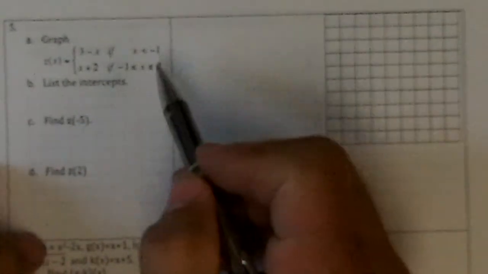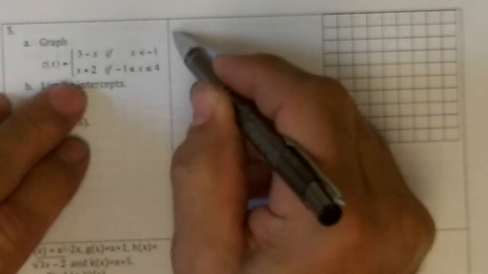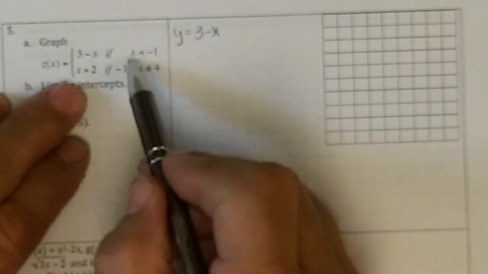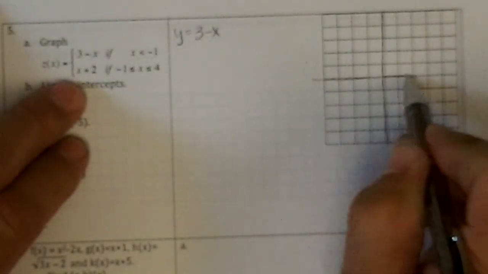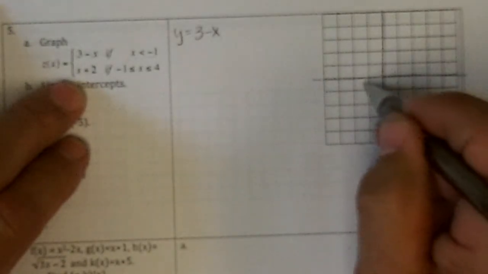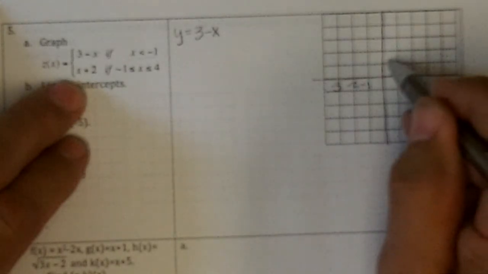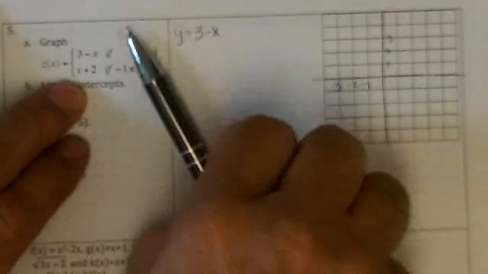Alright, page 2 of the sample test. So we have a piecewise defined function, and we're supposed to graph it. So this looks like y equals 3 minus x, but only for x less than -1. So if I draw my axes on here, and I put some units on here, and on here, so less than -1 x's. So I got to draw it over here.